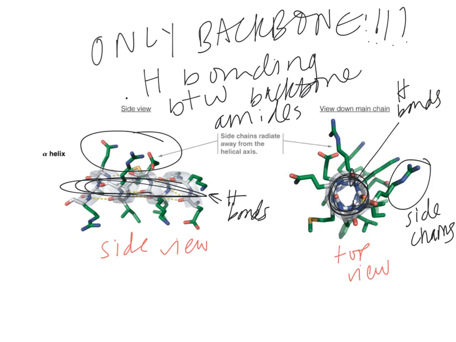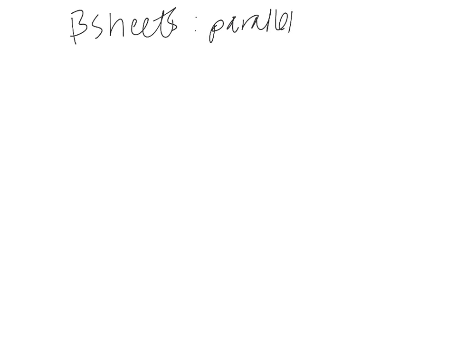Of sheets, and I'm going to draw them first, and then we'll talk about where the side chains are on these, and then we'll be all done. Okay, let's start with the two types of beta sheets: parallel and anti-parallel. We're going to draw them first, and then we'll talk about where the side chains are. And like I said before, this is, again, hydrogen bonding along the backbone.